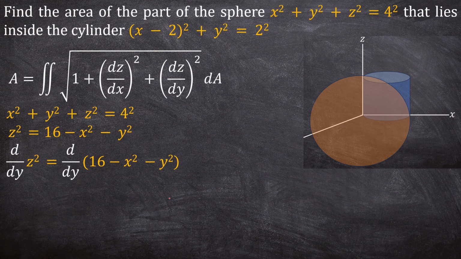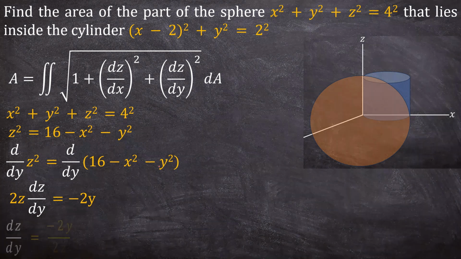So if you differentiate z with respect to y, you have to remember that z is our coefficient, right? It's a power function, it's not a constant. You have to take note of that. So I'm going to get 2z is equal to negative 2y. Both 16 and x squared are constants, they're just going to go away. So for y, I'm just going to drop the power, right?